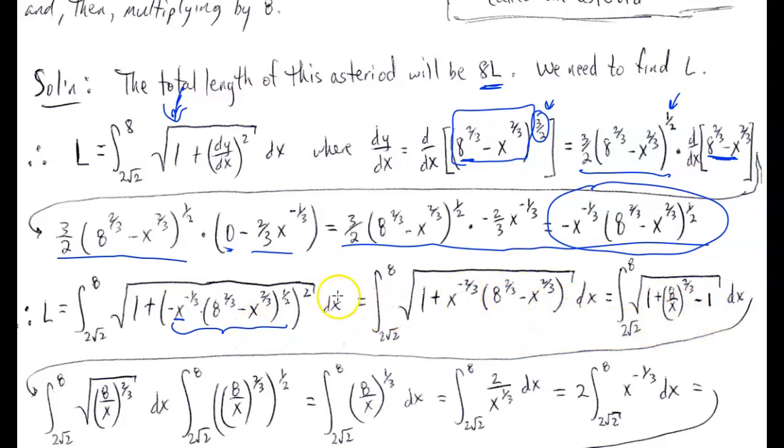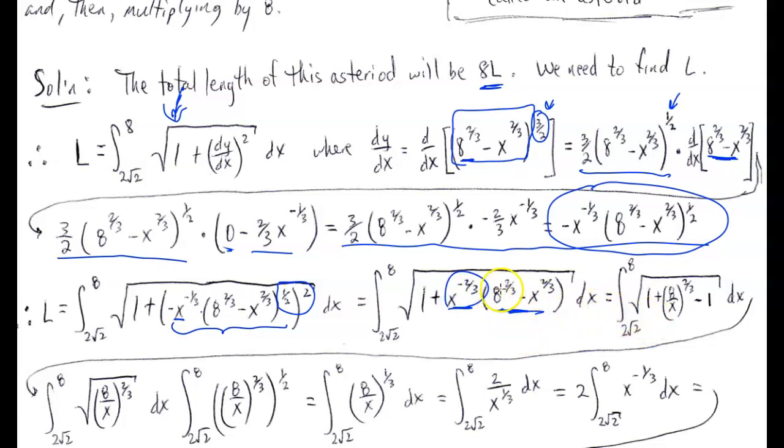And so when we do that, of course, for the first factor, it ends up being x raised to the negative 2/3. For the second factor, since 1/2 times 2 ends up being 1, we just end up having 8 raised to the 2/3 minus x raised to the 2/3. Okay. And so from here, I'll multiply through by x raised to the 2/3.